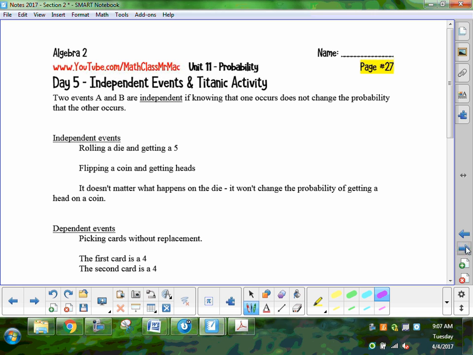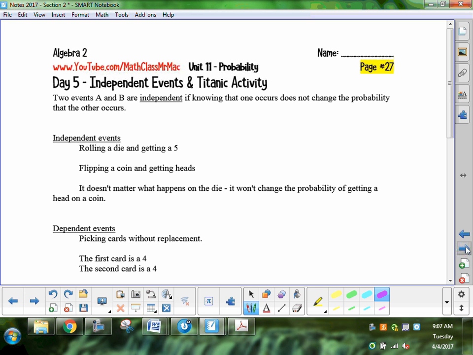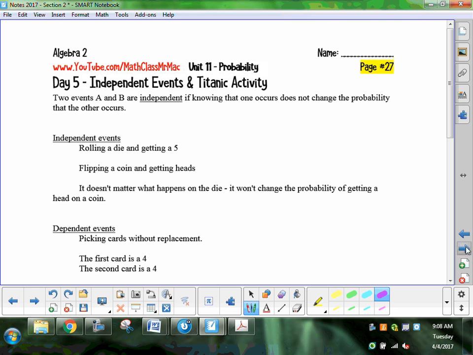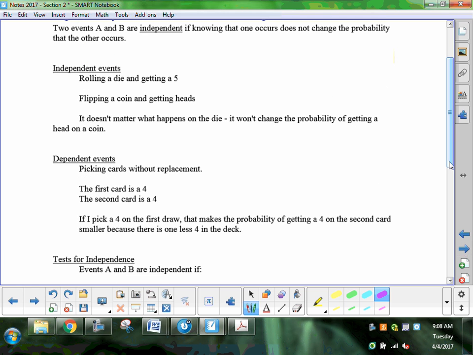Now, A and B are independent if knowing that one occurs does not change the probability of the other. That's what that means. Something is independent if the occurrence of one event does not change the probability that the other one is going to occur. An example of an independent event would be rolling a die and getting a 5, then flipping a coin and getting heads. Does the coin care what the dice did? No. An example of a dependent event is picking cards without replacement.